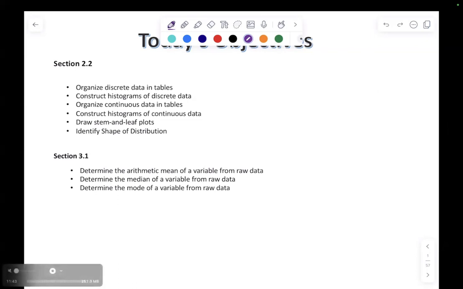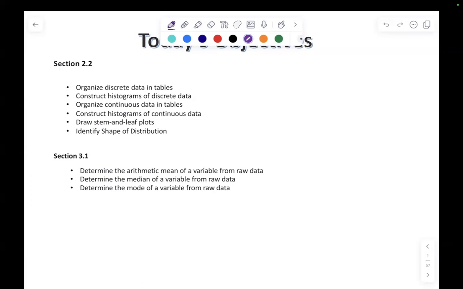So, welcome to Thursday, week one. Today, we are going to be doing section 2.2. This will be talking about histograms. I will tell you the difference between a histogram and a bar graph. Very minor differences, but they exist. And we're going to do stem and leaf plots and look at shapes of distribution.